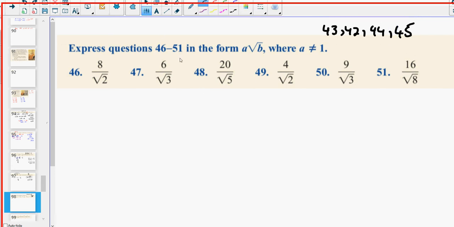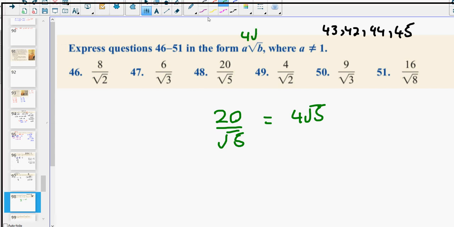Alright guys, look at these ones. Now these ones, there's a trick to these ones. What I want you to do actually is, oddly enough, I'd like you to use your calculator at the beginning. So just put 20 over root 5 in your calculator. And then put 20 over root 5, what you get? There's your answer, isn't it? 4 root 5. So that's the answer. 4 is A, root 5 is B.